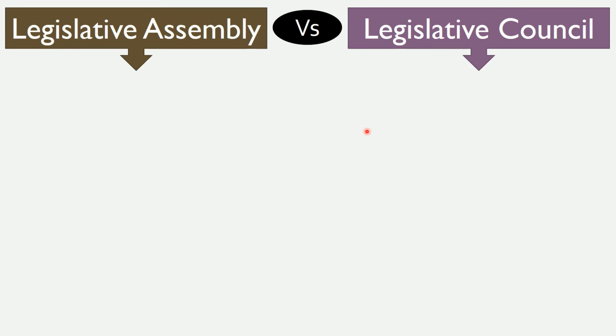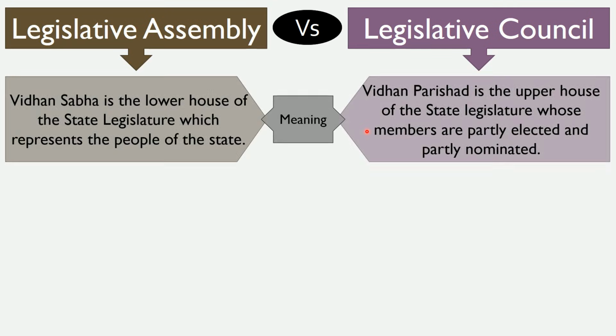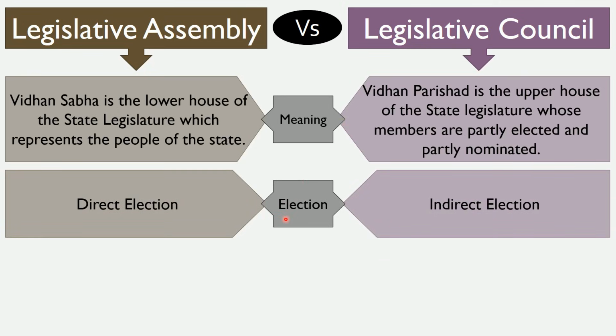Difference between Legislative Assembly and Legislative Council. Meaning, Vidhan Sabha or Legislative Assembly is the lower house of the state legislature which represents the people of the state. On the other hand, the states which have a bicameral legislature have a legislative council which is the upper house of the state legislature whose members are partly elected and partly nominated. When it comes to elections, the members of the Legislative Assembly are directly elected by the people through first past the post system. On the other hand, the members of Legislative Council are indirectly elected through proportional representation system.